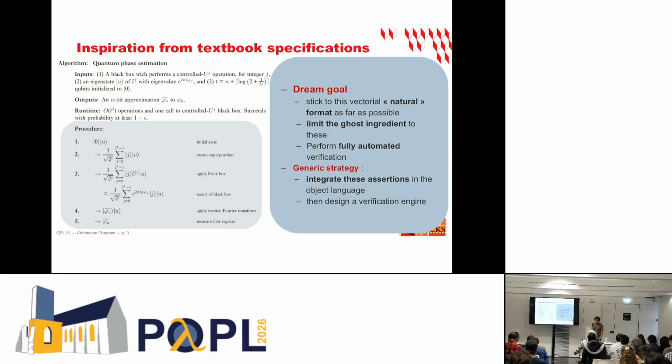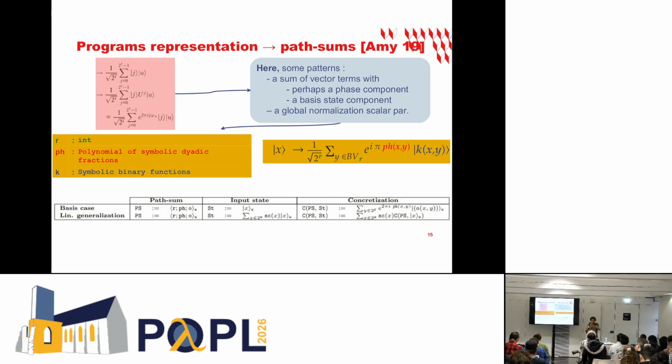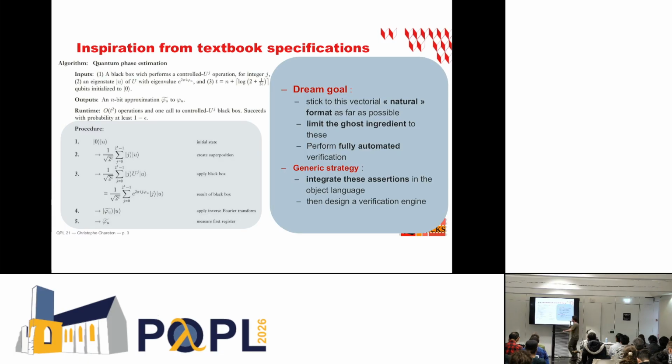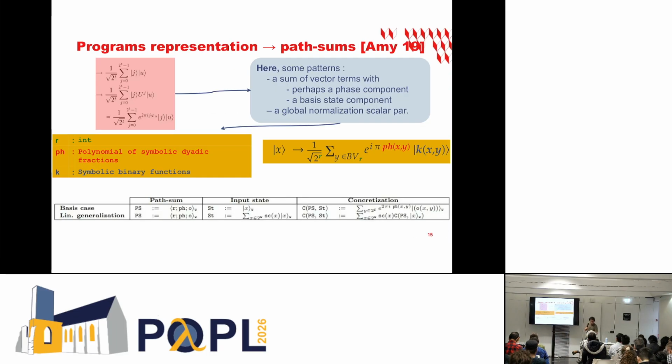Okay, so the generic strategy from here is to integrate this kind of assertions in the object language, and then we have to design a verification engine. So I follow on with still the same picture. This pink thing is just a zoom in from this part of this picture, and this focuses on the format of representation of the state in these specifications. And we observe that there are some patterns in this description.